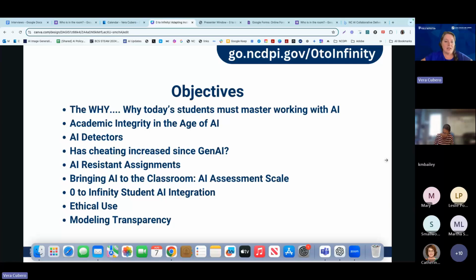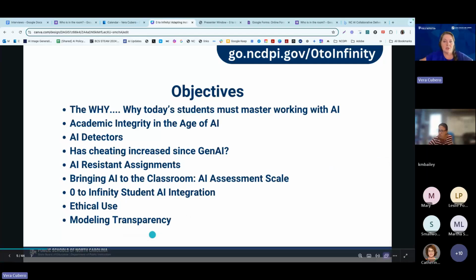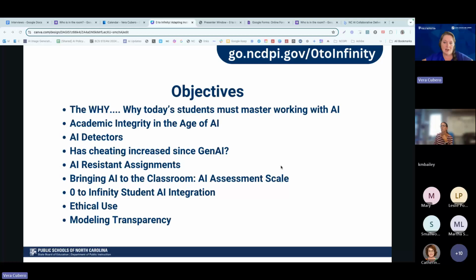Let's get to the objectives today. The why we're doing this is we're talking about why students need to master AI. The world is changing right before our eyes, more vastly than I've ever seen it change in my 55 years. It's changing rapidly, and it is going to force some change in academics and education as well to make sure that our students are prepared. We're also going to talk about one of the big concerns in education, which is academic integrity.